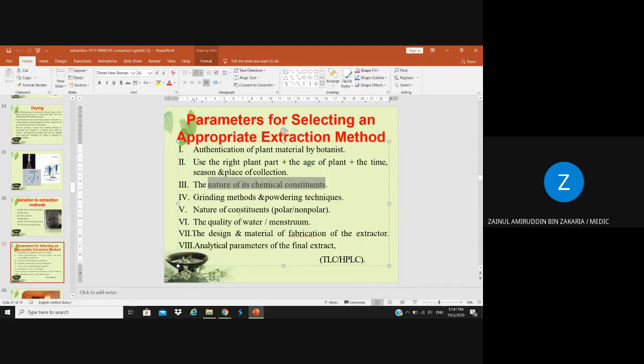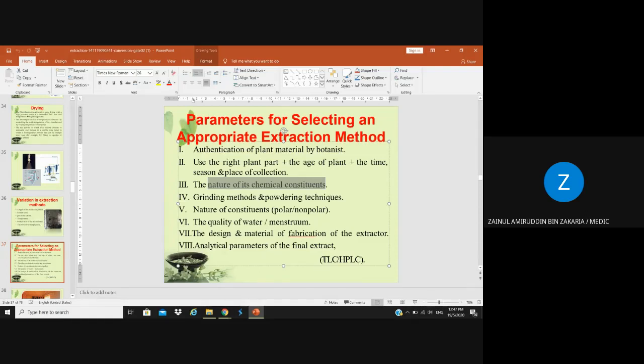So these are all the things that will affect, okay, the analytical parameters of the final extract, whether you will do TLC, HPLC or not.